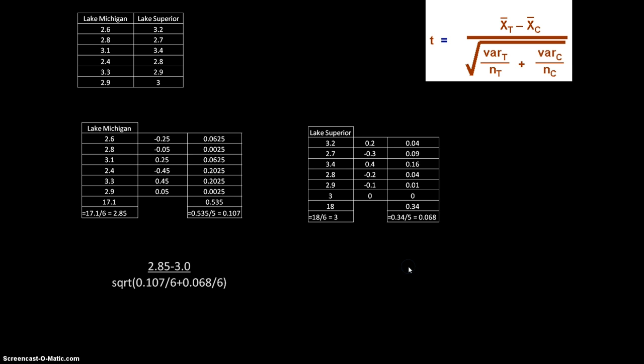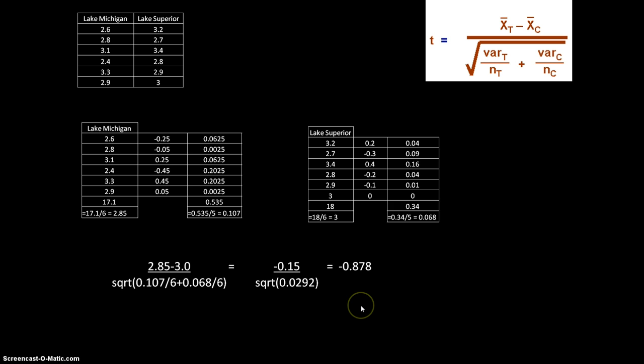So in order to get t, it is going to be equal to our one mean minus our next, so 2.85 minus 3, divided by the square root of the variance over n. So our variance 0.107 divided by the number of samples, we had 6 samples, plus our other variance 0.068 divided by 6 as well, which gives us a negative 0.15 divided by the square root of 0.0292. Simply did those calculations, which gives us a t value of negative 0.878.